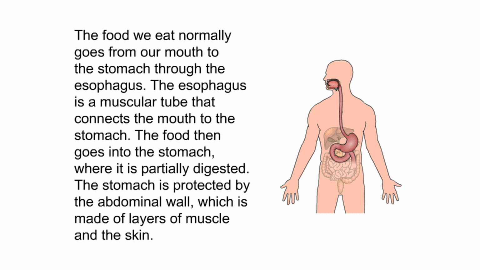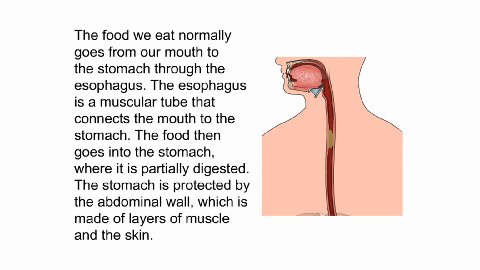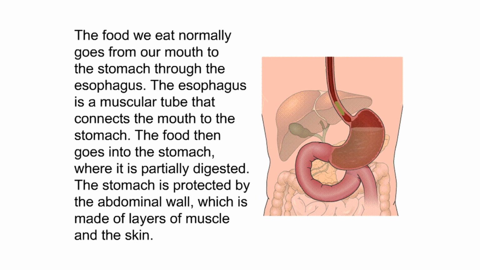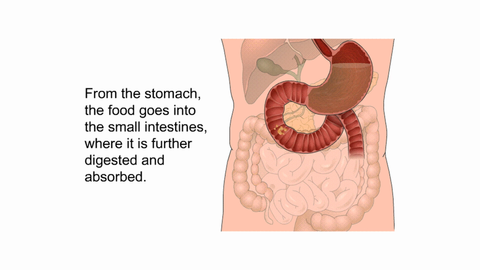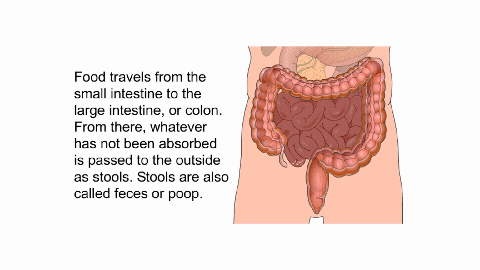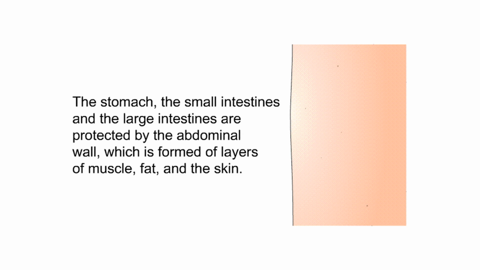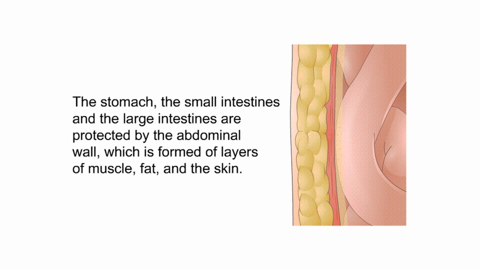Anatomy. The food we eat normally goes from our mouth to the stomach through the esophagus. The esophagus is a muscular tube that connects the mouth to the stomach. The food then goes into the stomach where it is partially digested. The stomach is protected by the abdominal wall, which is made of layers of muscle and the skin. From the stomach, the food goes into the small intestines, where it is further digested and absorbed. Food travels from the small intestine to the large intestine, or colon. From there, whatever has not been absorbed is passed to the outside as stools. Stools are also called feces or poop. The stomach, the small intestines, and the large intestines are protected by the abdominal wall, which is formed of layers of muscle, fat, and the skin.